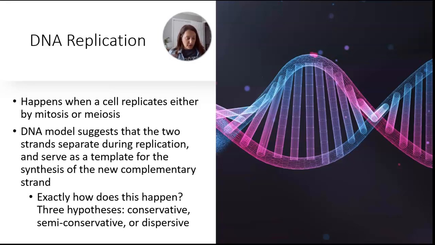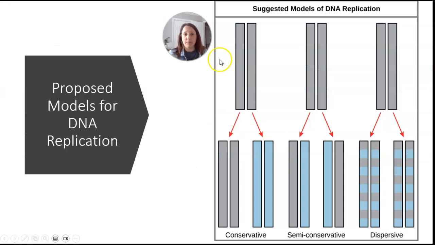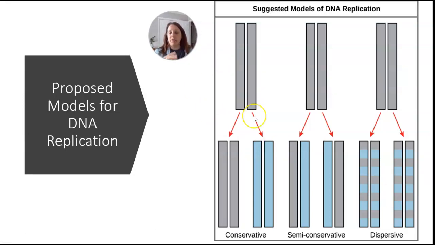And so there were actually 3 hypotheses that were generated and then tested. The 3 hypotheses were that DNA can replicate conservatively, or semi-conservatively, or in a dispersive fashion. So let me show you what these 3 models looked like. Okay, so again, these are the 3 proposed models for DNA replication.